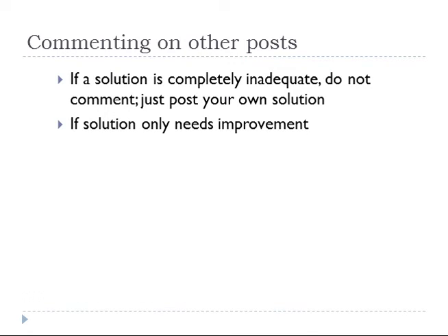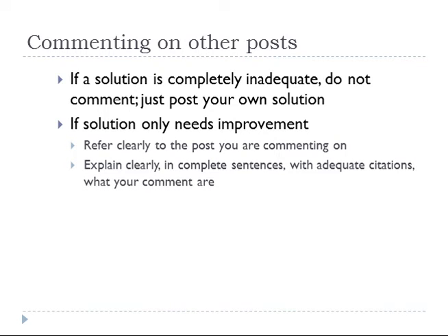If a solution only needs improvement, such as a correction of some points, then here's what to do. First, refer clearly to the solution you are commenting on by referring to the student's name and by referring clearly to that part of the solution you are commenting upon. Then, clearly explain what is wrong with the solution and how you would fix it. You need to provide proper authorities and your rationale. Use complete sentences, good grammar, and good organization, just as you would in your own solution.